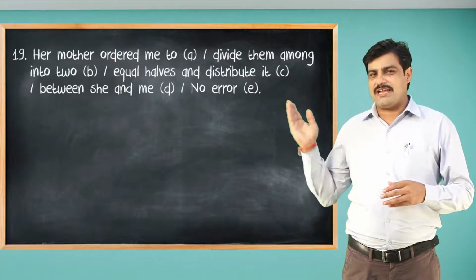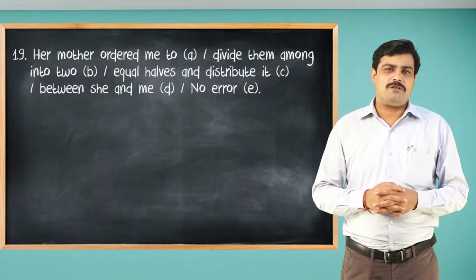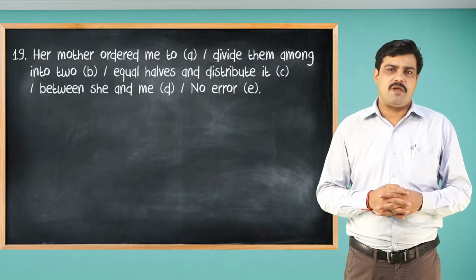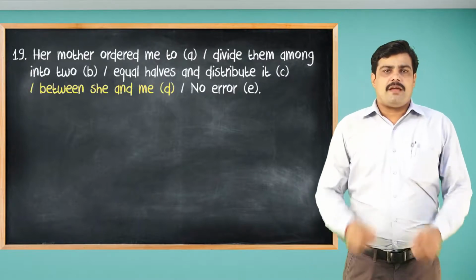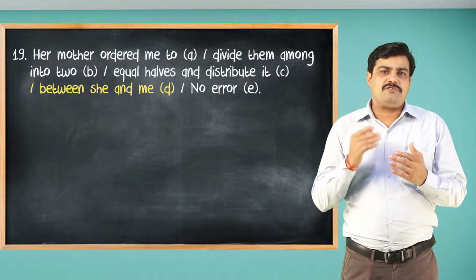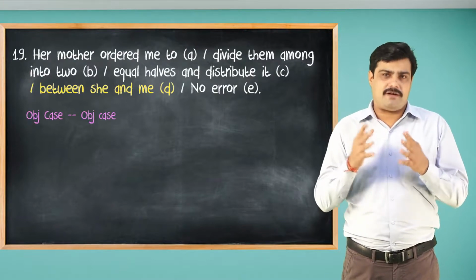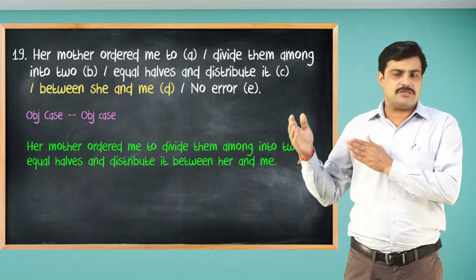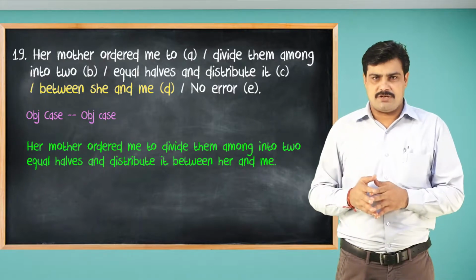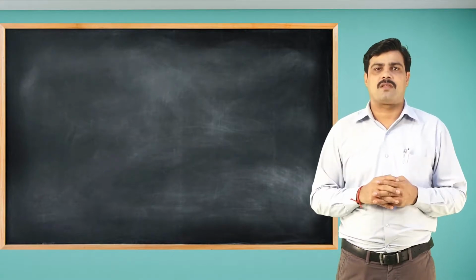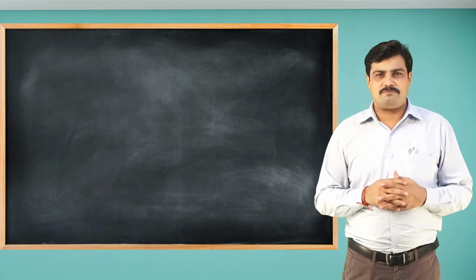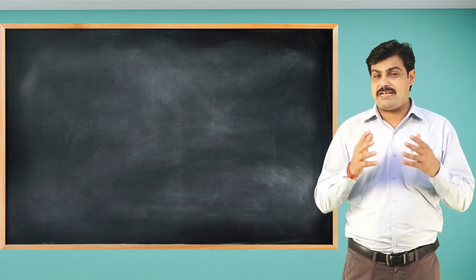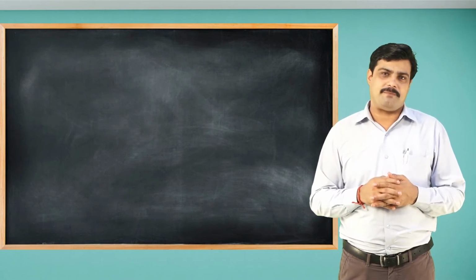Now try to find the mistake in this sentence. Her mother ordered me to divide them into two equal halves and distribute it between she and me. In this sentence, part D is wrong because the pronoun she is in the subjective case. It should be her, okay, because the later pronoun me is also in the objective case, so she should be in the objective case. So it is all about pronouns. In another lecture, we will take other important parts of speech and we'll take practical problems related to them. Thank you.